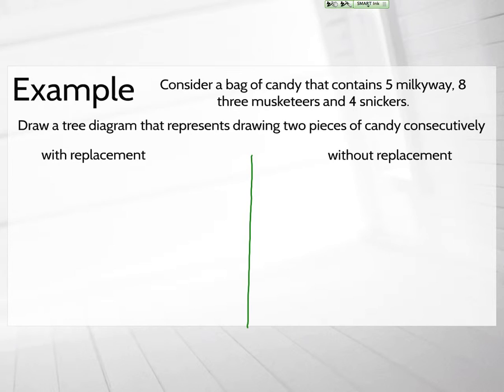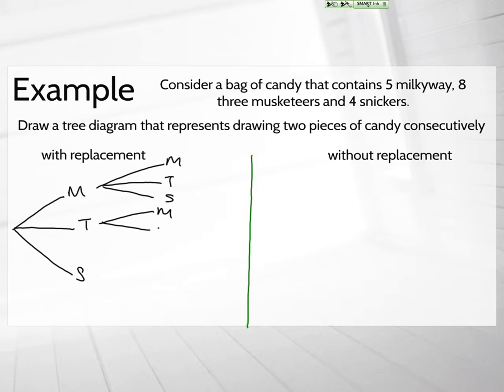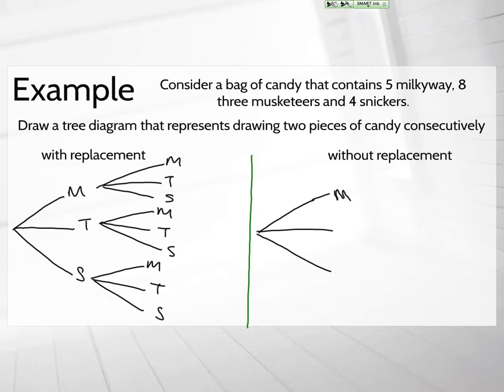So when I start and I take that first one out, what are my options? Very good. So let's use M for Milky Way. Let's use S for Snickers. What should I use for Three Musketeers? T. And then my next choice is still going to have the same 3 options, where it could be Milky Way, Three Musketeers, or Snickers. Now, both of these are going to look the same. It's the numbers that are going to be the difference between the 2.